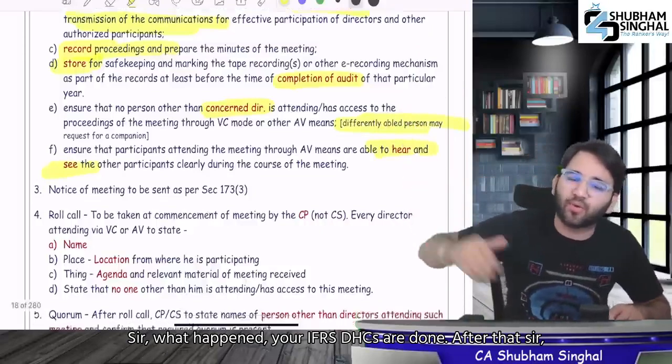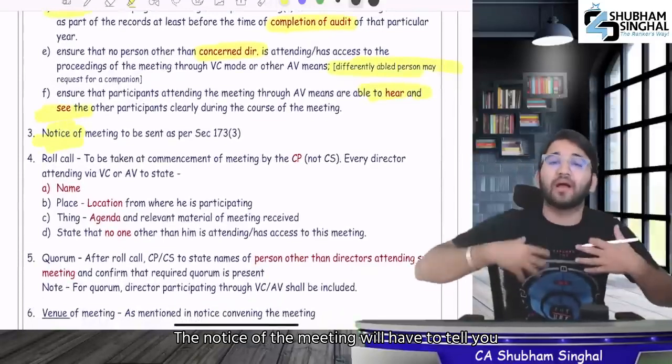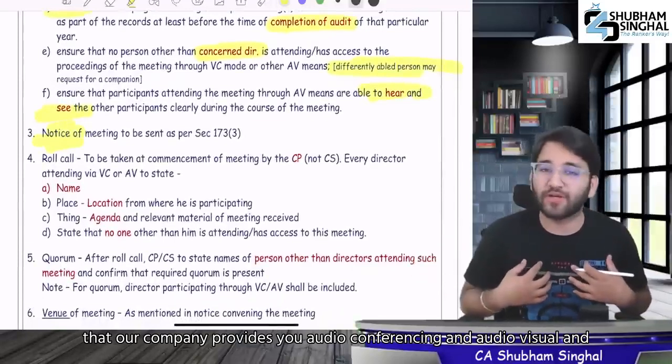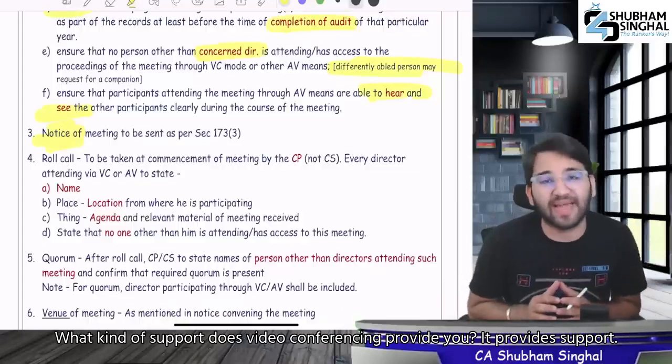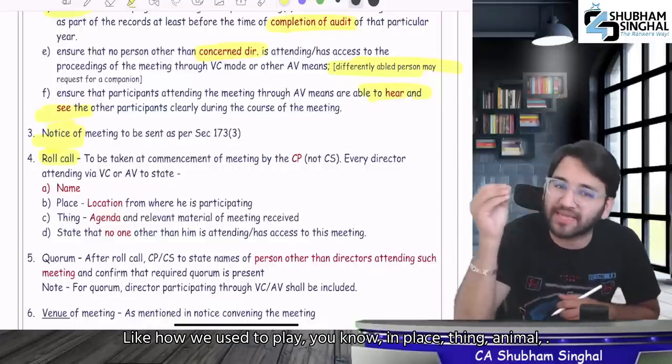Next, what happened? Your IFRS DHCS are done. Further, in the notice of the meeting, you will have to tell that our company provides audio conferencing and audio visual. Company gives support through video conferencing. We are talking about the roll call. What is it? Like we used to play in place thing animal.